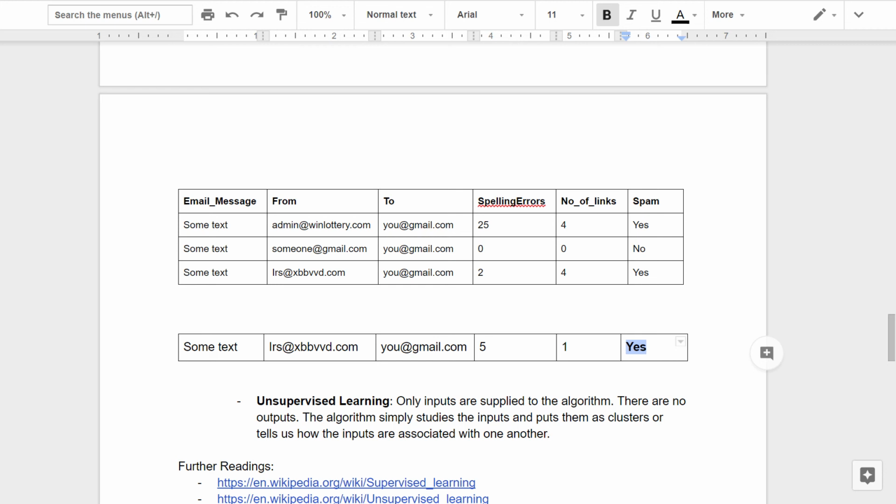The goal of this lecture was to give you a very high level view of what exactly machine learning is and what the types of machine learning are.